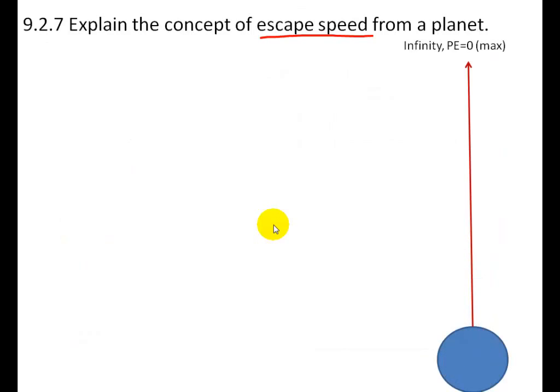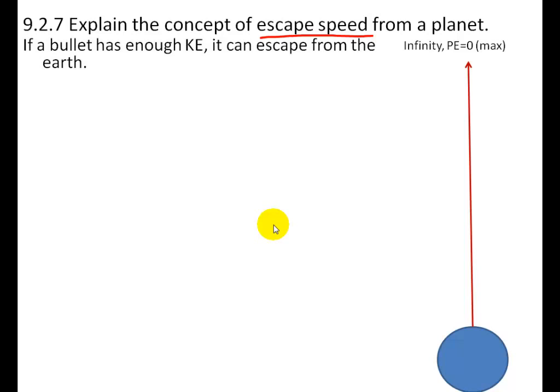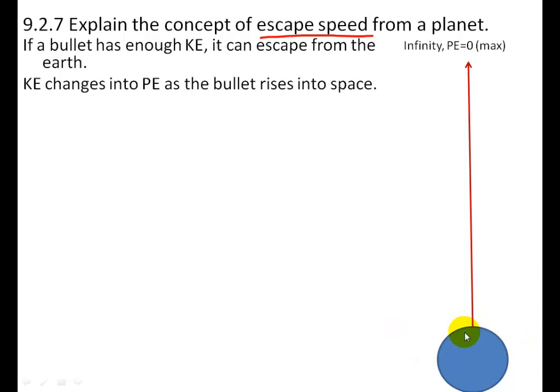Explain the concept of escape speed from a planet. If a bullet has enough kinetic energy, it will escape from the Earth. How fast does it need to go? If it's launched from the Earth, it needs to have enough kinetic energy to get to infinity. If it doesn't, then it will come back again. If you throw a tennis ball up, it doesn't have enough energy, it will come back to Earth.